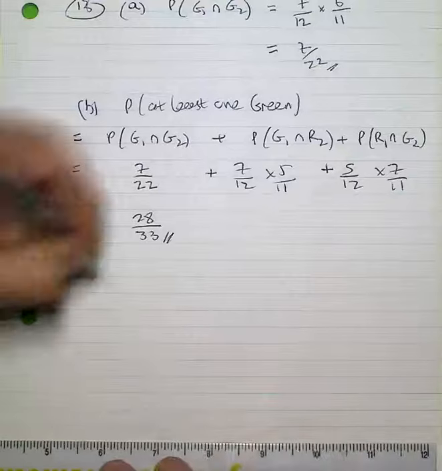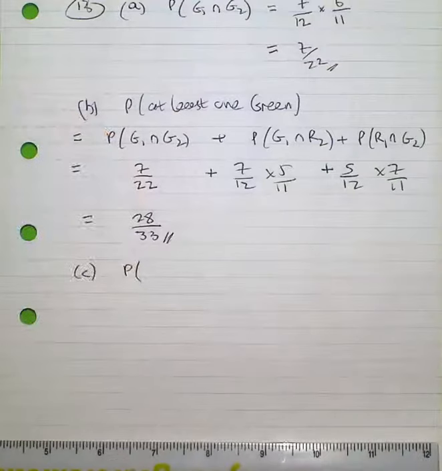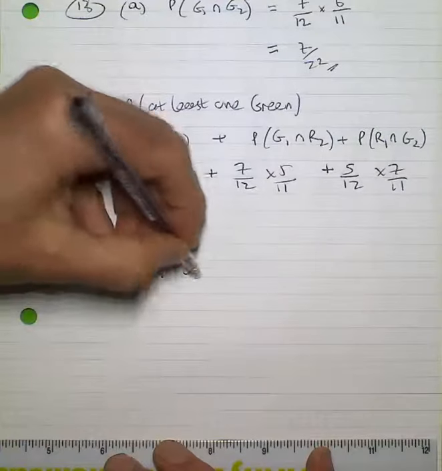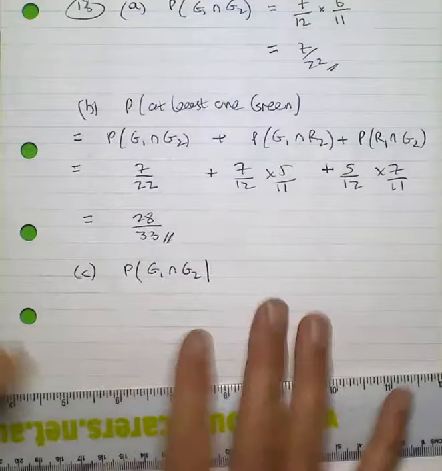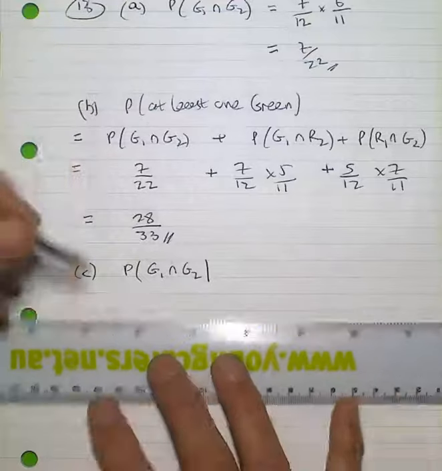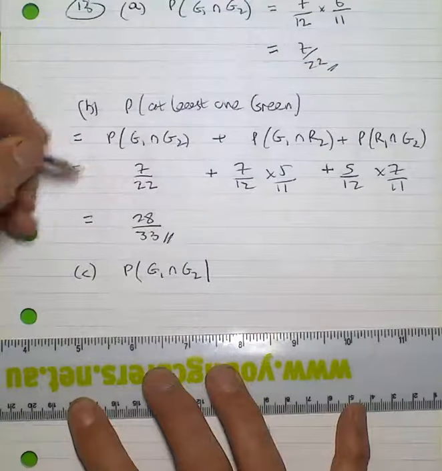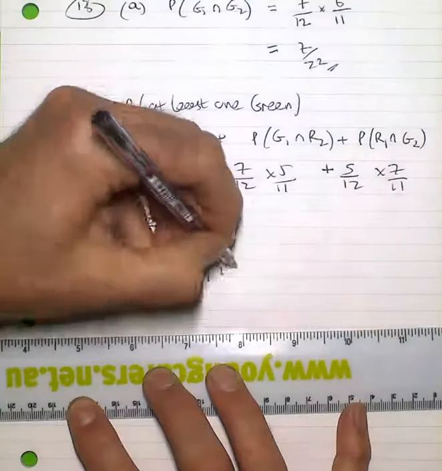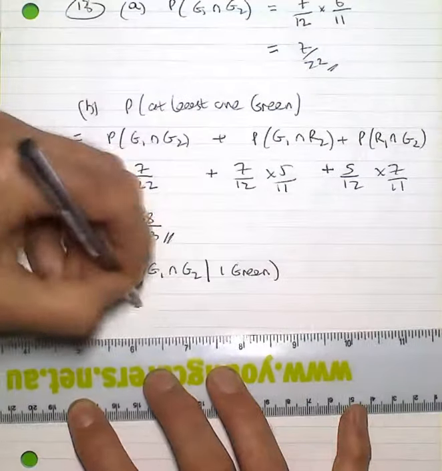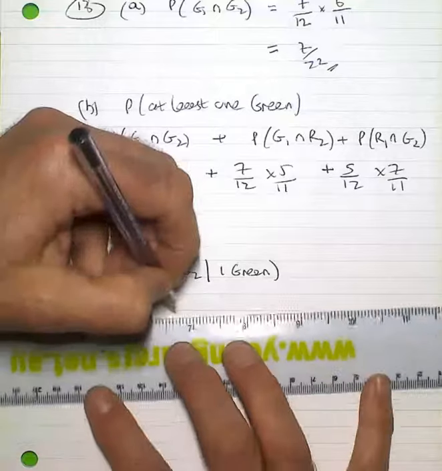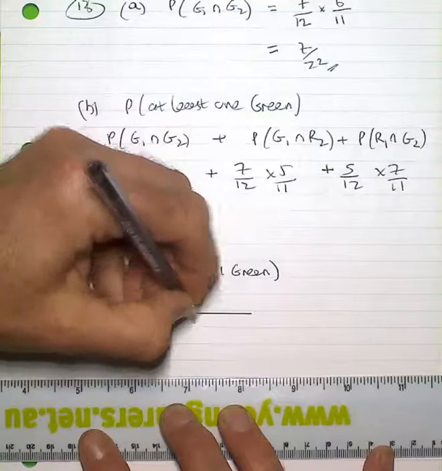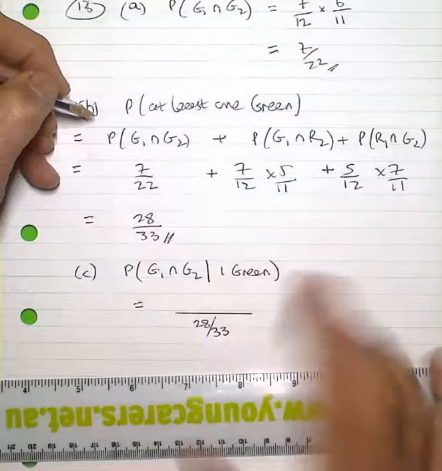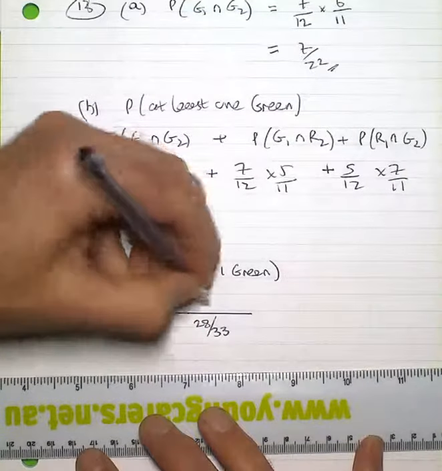Now, in C, you're asked to find the probability that both marbles are green, given that you've got both marbles green, green 1 and green 2, given that you've had one green drawn. So when you go ahead and do that, that'll end up being on the denominator 28 over 33. Green and green and one green, well, that's 7 out of 22.